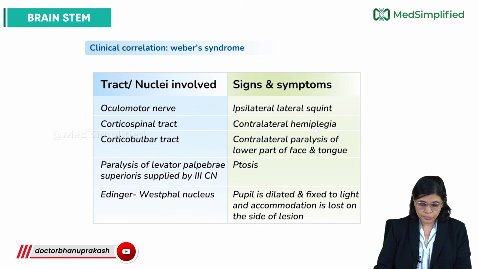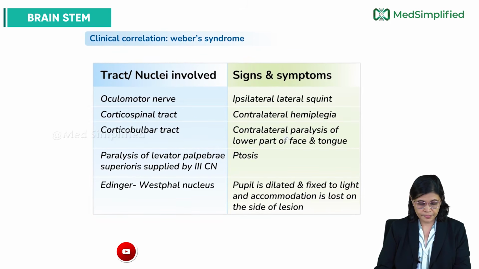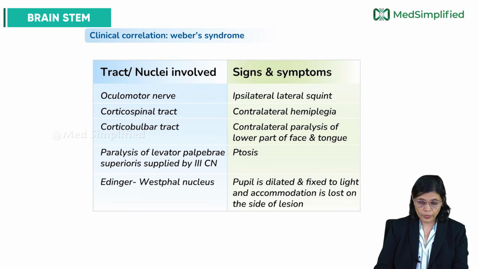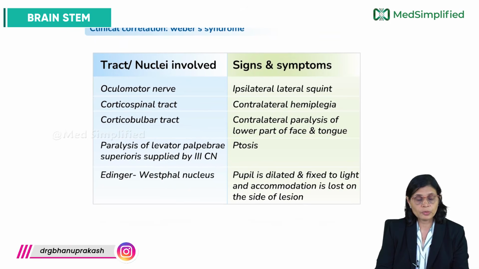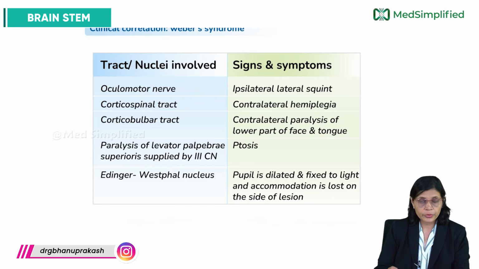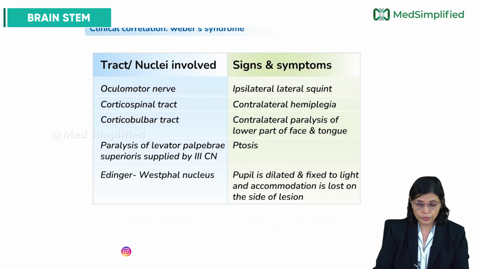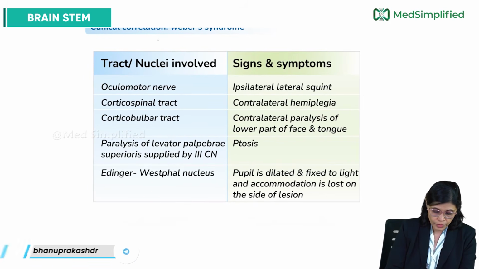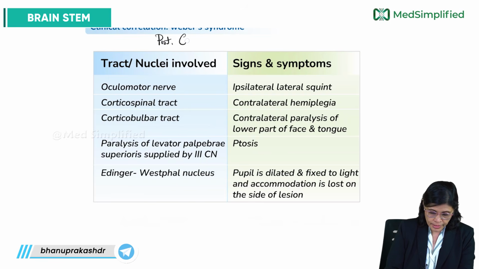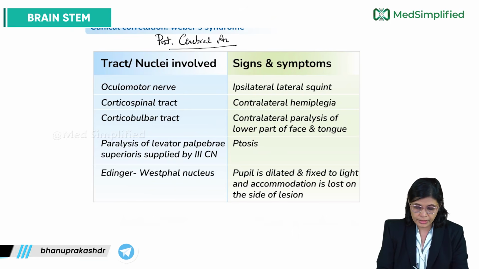There are two syndromes in association with lesions of midbrain. One is Weber's syndrome. Weber's syndrome is produced by a vascular lesion in the basal region of the cerebral peduncle. This is mainly due to occlusion in the branch of the posterior cerebral artery. Occlusion of the posterior cerebral artery results in Weber's syndrome.